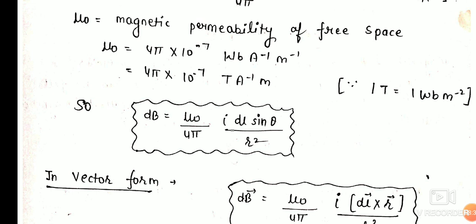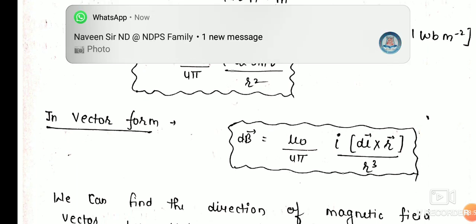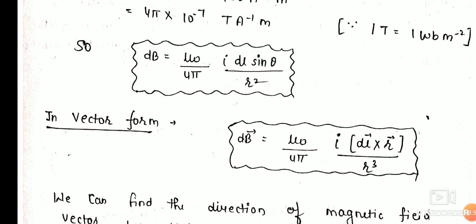On placing all the values, in magnitude form dB is equal to mu naught upon 4 pi times I dl sin theta upon r square. This is the magnitude form. And in vector form, dB is equal to mu naught upon 4 pi times I dl cross r upon r cube, where dl and r are in cross multiplication.